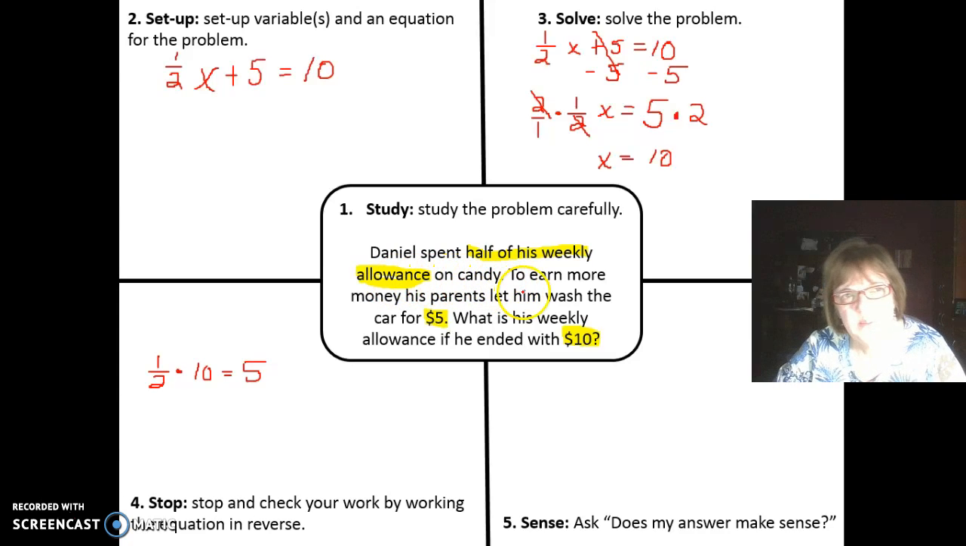He spent $5 on candy. That's a lot of candy, I think. Oh, maybe not so much. When I was a kid, that was a lot of candy. Now, not so much, but okay.